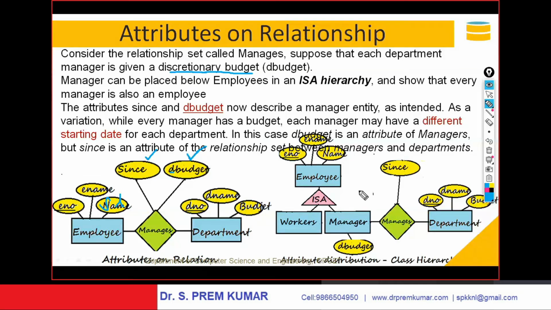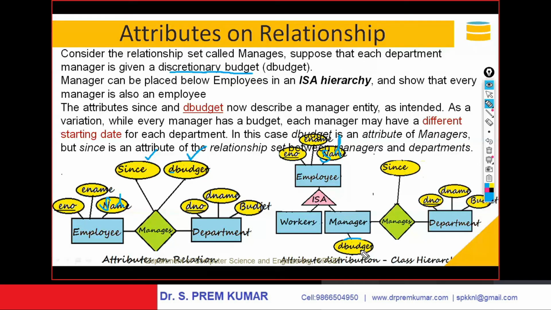That is the reason I am showing the ER diagram like this. Employees are managers and workers. Coming to the employees, employee number, name and salary. And employee is a manager or a worker. Workers are not given budget. Only manager is given budget. That is the reason the budget attribute, D budget, is added to the manager.